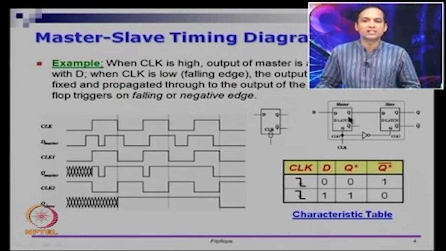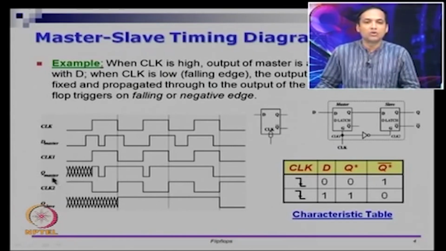Now let us look at the connection between Q master and D slave. With respect to the slave, the clock signal is CLK2. CLK2 is the complement of CLK. You can see this waveform CLK here and the waveform CLK1 here, they are the complement of each other, right. So when CLK is 0, CLK2 will be 1, and when CLK is 1, CLK2 will be 0. So we have a complement of each other. Now Q master is the same as D slave, right.